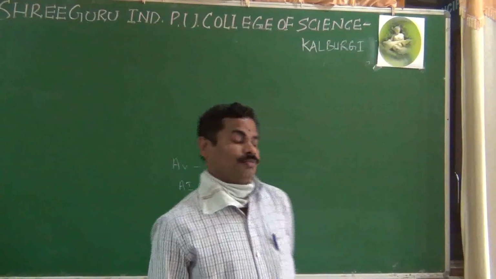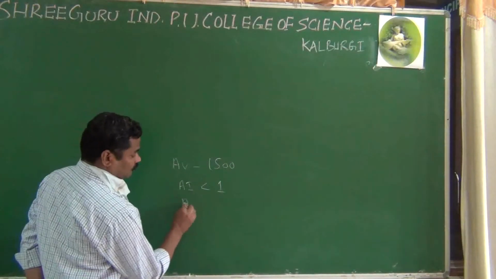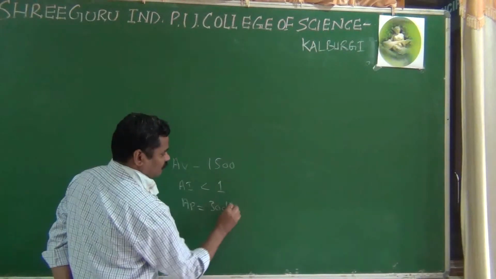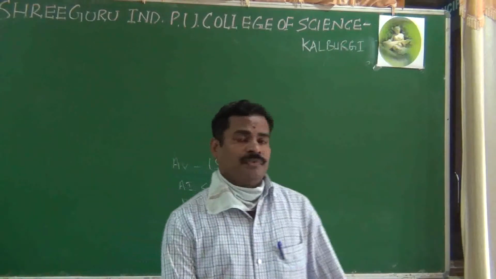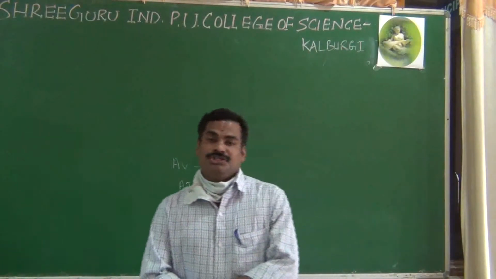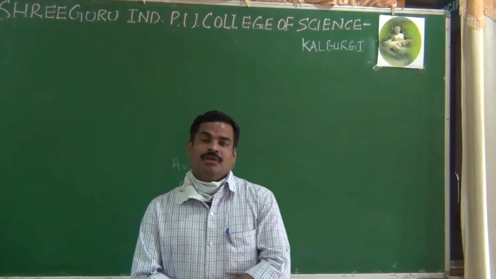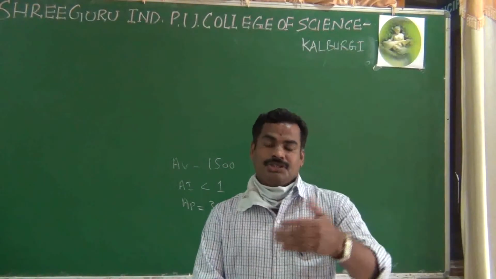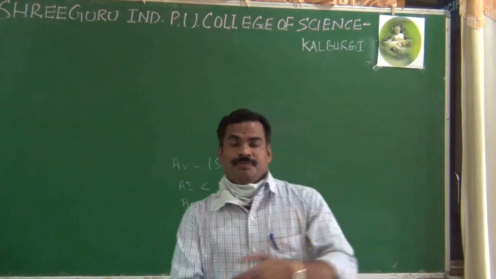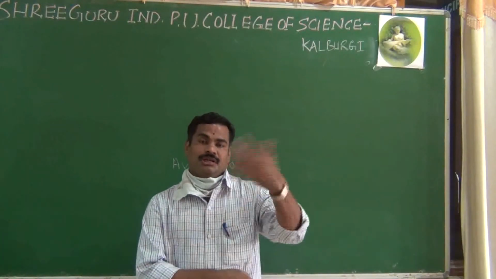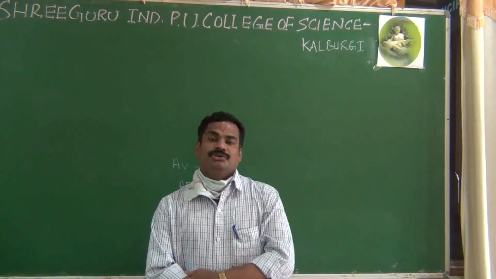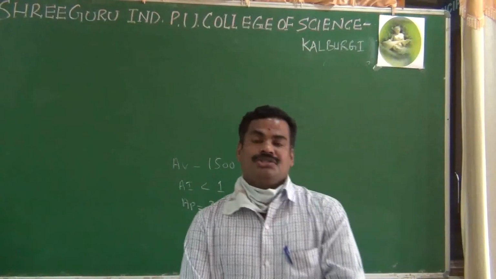The power gain is nearly 30 dB. The common base amplifier has a very low input impedance and a very high output impedance: nearly 30 to 150 ohms input impedance and nearly 500 kilo ohms output impedance. And finally, the input and output are in the same phase.